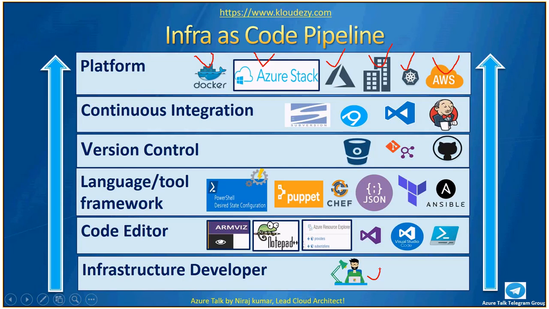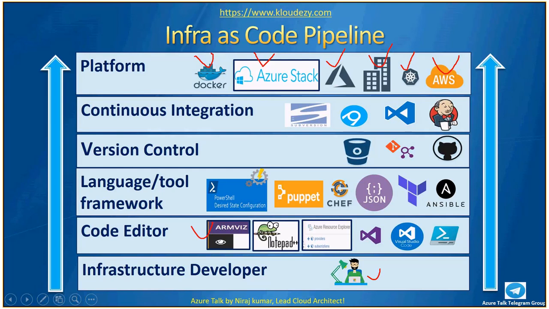So what do you need? The first thing you'll start with is you need to code, right? So you need different tools. Microsoft and other third-party vendors offer you different code editing tools that you can use as an infrastructure developer. So you can use ArmViz, which is a way of visualizing Azure Resource Manager, armviz.io.